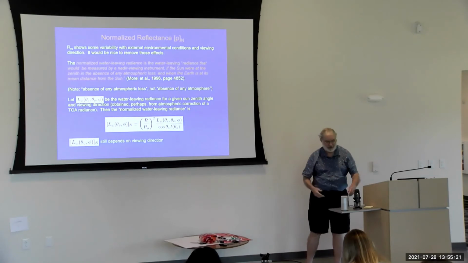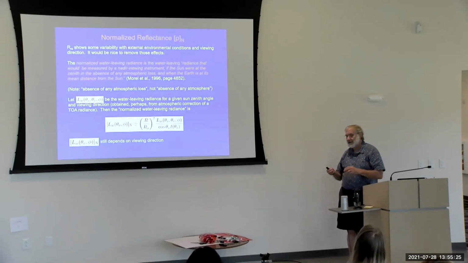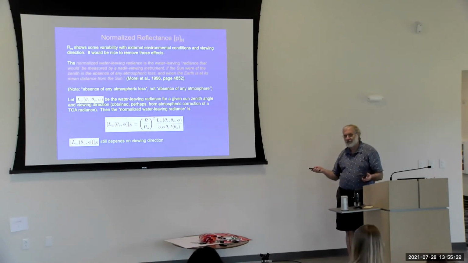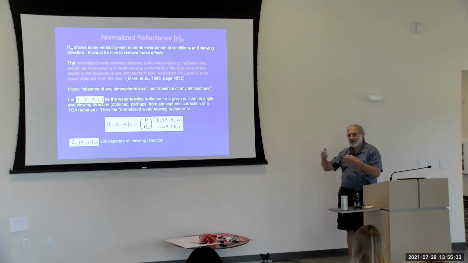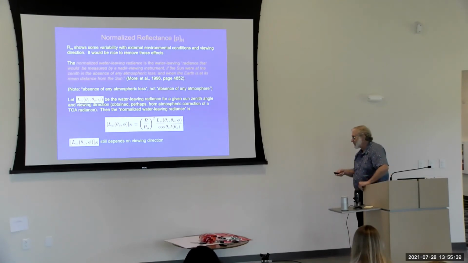So that's what he's going for. Of course, you make a measurement of LW in July and then you do it in January. Even things like the Earth-Sun distance will make about an 8% difference over the course of the year. So he wants to get rid of all of these effects.